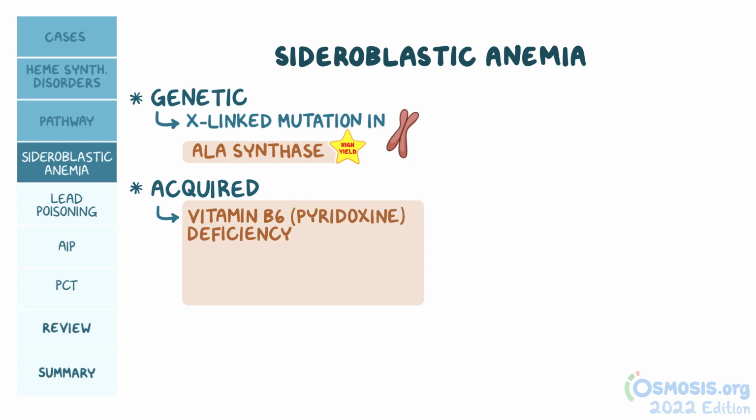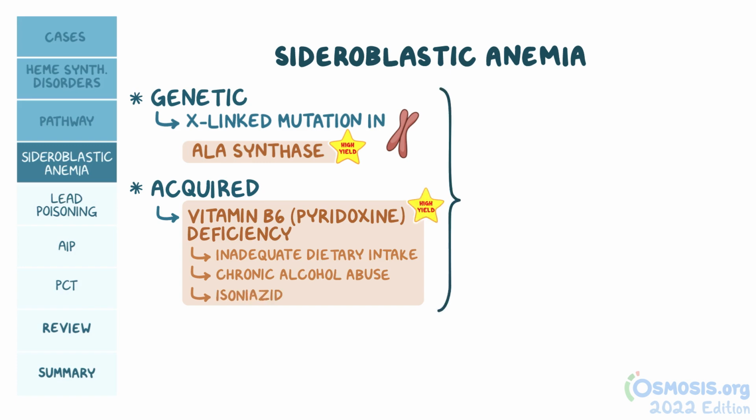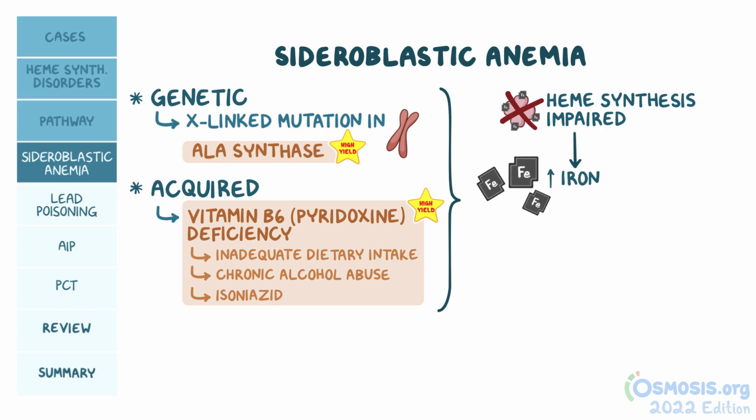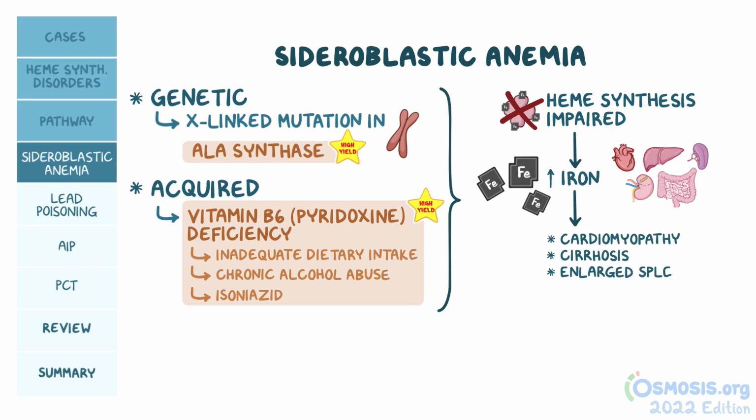For your exams, remember that this can result from inadequate dietary intake, chronic alcohol abuse, and treatment with isoniazid. In any case, heme synthesis is impaired, so there's an excess of iron that's not being used and ends up accumulating throughout the body, particularly in the heart, liver, spleen, kidneys, and the intestines.